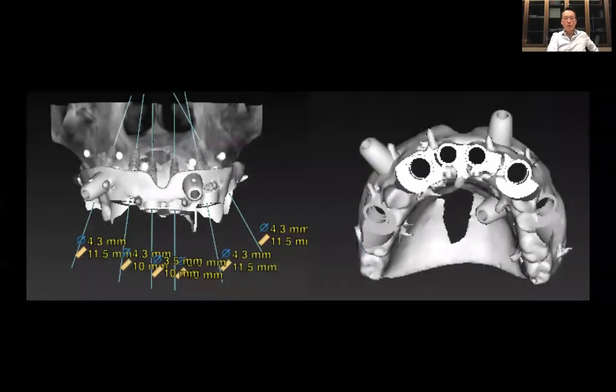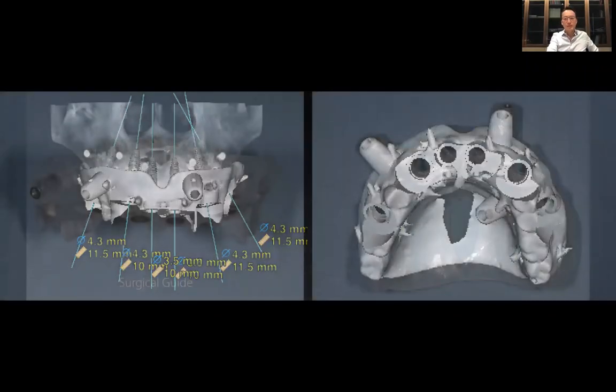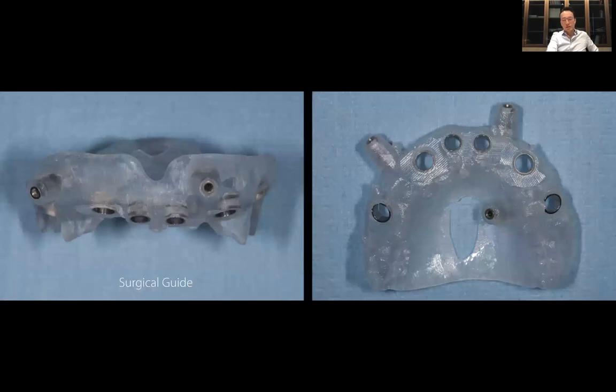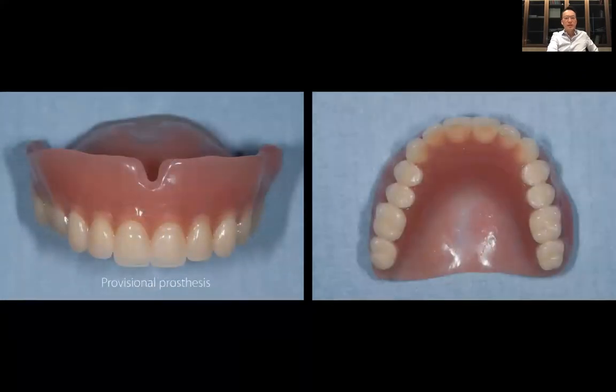So after we did the planning, we click the button, and then we can have our surgical guide fabricated. And this was the surgical guide fabricated. And then this was my provisional prosthesis, and it was a removable denture. So after I placed the implants, my plan was to convert this removable prosthesis into a fixed provisional bridge for the patient.